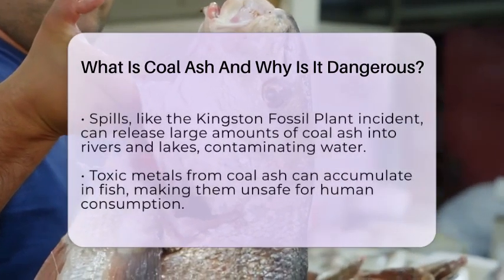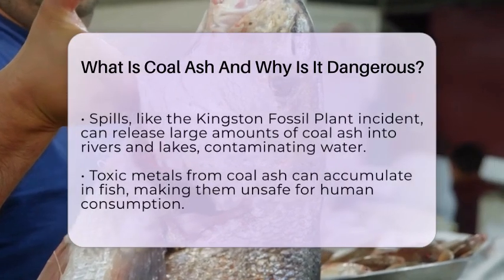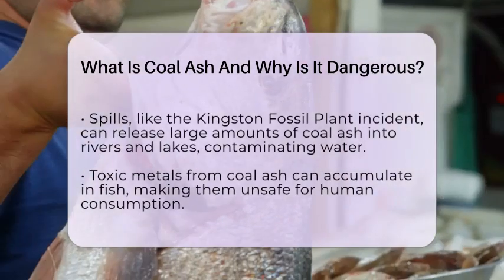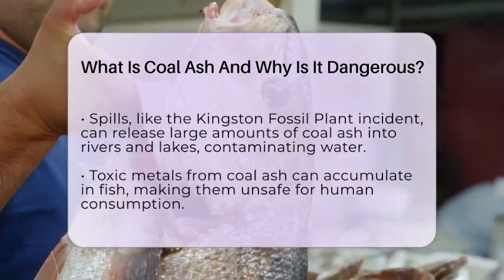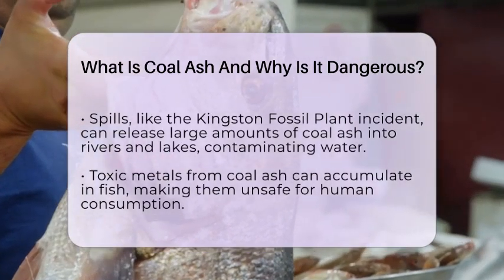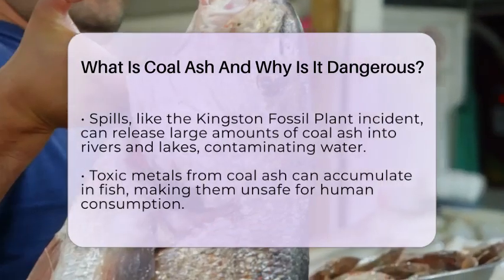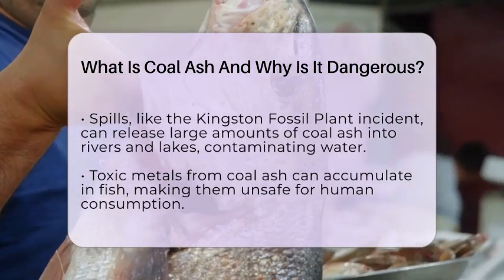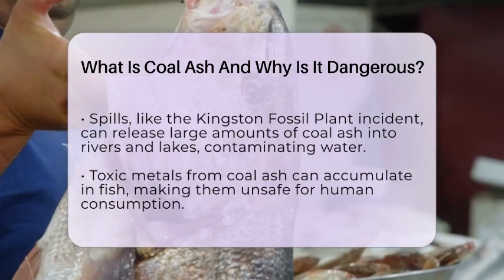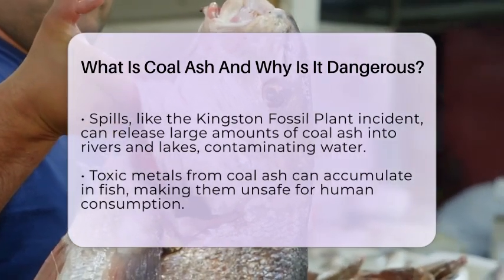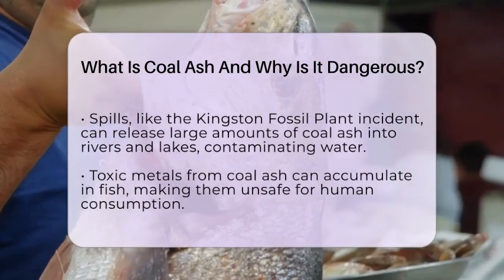Heavy metals from the ash can build up inside fish tissues, which can make them unsafe for people to eat. These toxins can also enter the food chain, harming smaller aquatic creatures that fish rely on for food. Over time, the water quality can decline, affecting not just fish but all the plants and animals living in that habitat. The Kingston Fossil Plant coal ash spill is a clear example of how dangerous this waste can be.